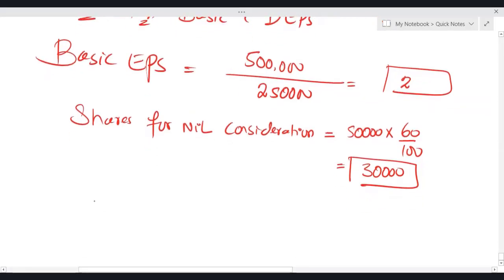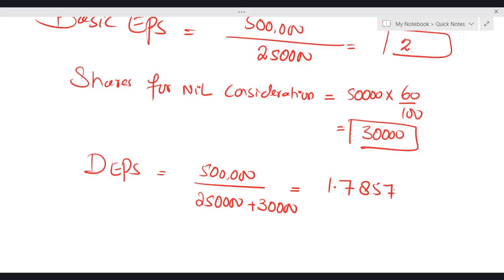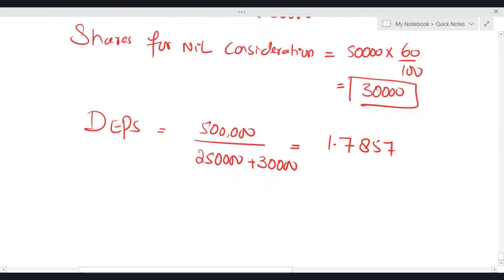Now let's calculate diluted EPS. Profit after tax is 500,000. Obviously, potential ordinary shares for nil consideration will be added to the ordinary shares. Let's see what we are getting. 500,000 divided by 280, I'm getting 1.7857 diluted EPS. Okay. Now listen.